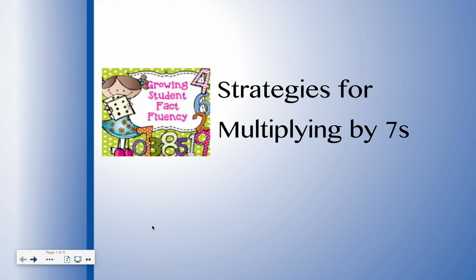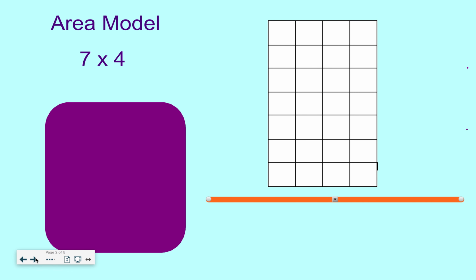This video will discuss strategies for multiplying by sevens. So when multiplying by sevens, we have to think about the number 7 and how it can be decomposed. Well, 7 is not an even number, so we can't split it nicely like we can with 8 or 6 or 4. So we have to look at how 7 can be broken up. We could do 1 and 6, 3 and 4, 5 and 2.